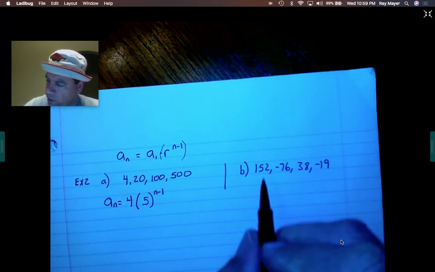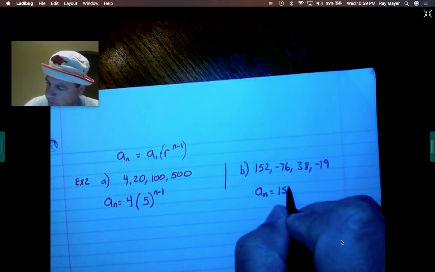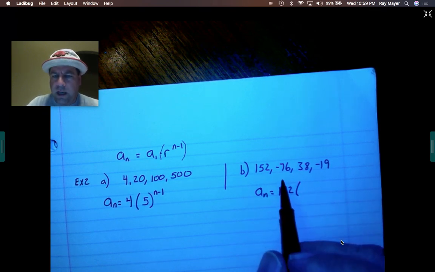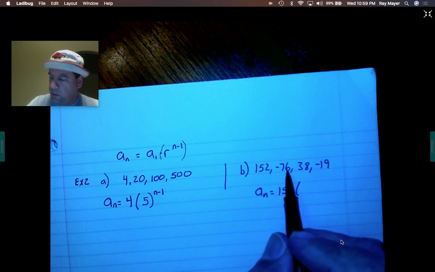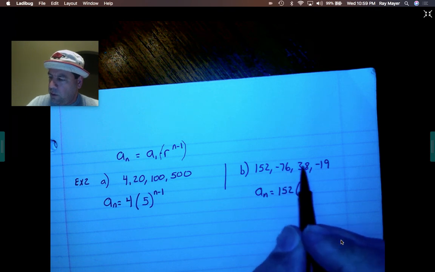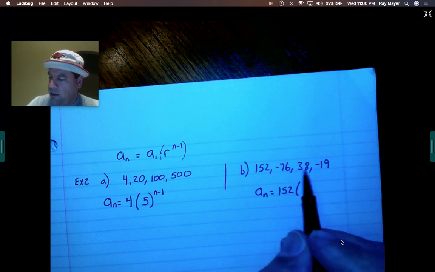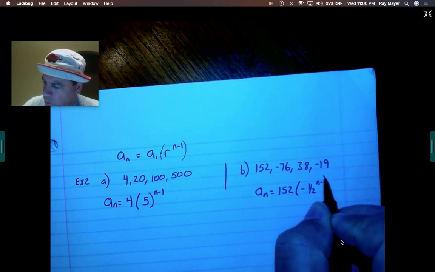Over here, we'll go a sub n equals a sub 1, 152, parentheses. I got to do my ratio. Now, this one's a little bit different because it is a negative. I got to do 76 over 152. I think that's 1/2. It's going to be negative 1/2. 38 over 76, 1/2. 19 times 2 gives me 38. So it's going to be negative 1/2 to the n minus 1.